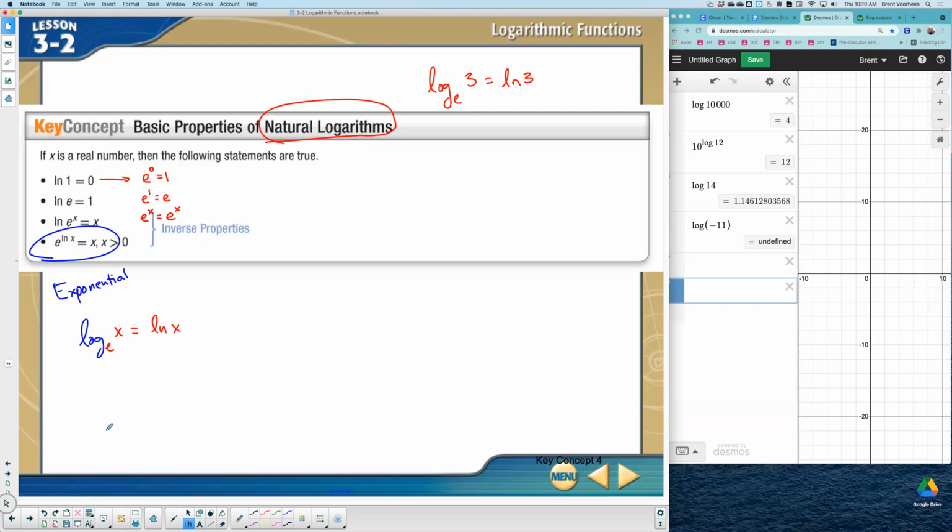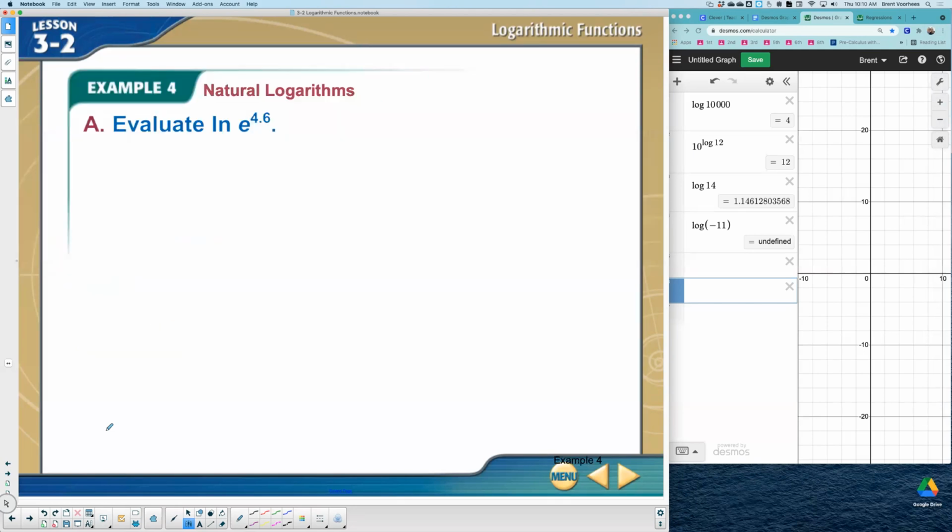All right, so let's get to some math. It says evaluate ln e to the power of 4.6. What form is this? It looks like an I, like it's inside of something. That's not it, that's an L for natural log. What form is this in? Logarithmic, or is that exponential form? It's logarithmic. So I want to convert it to exponential.